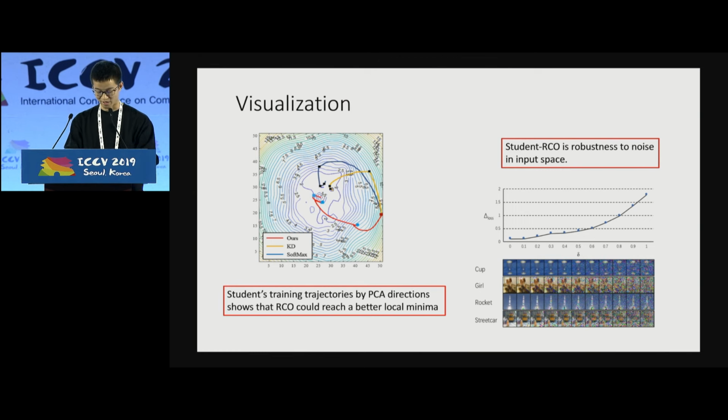And here are some visualizations of the proposed method. The left figure shows the students' training trajectory by PCA directions, and the right figure shows RCO is more robust when adding Gaussian noise to the input space.